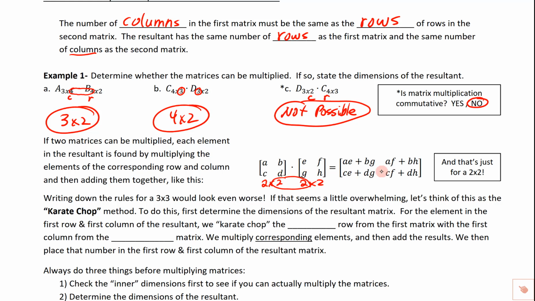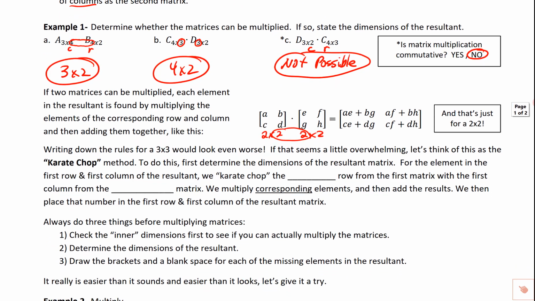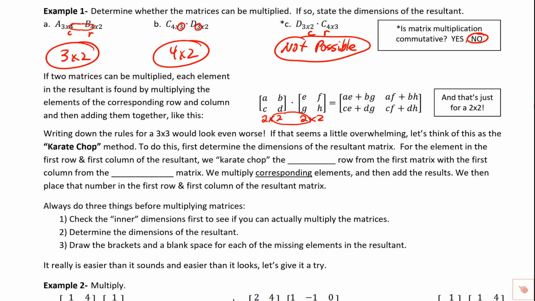Now, that's just the formula for a 2 by 2, and writing down the formulas for a 3 by 3 would look even worse. It looks like a complete nightmare. So if that seems a little bit overwhelming, we're going to simplify this by thinking of this as what's called the karate chop method. So here's how we do the karate chop method.